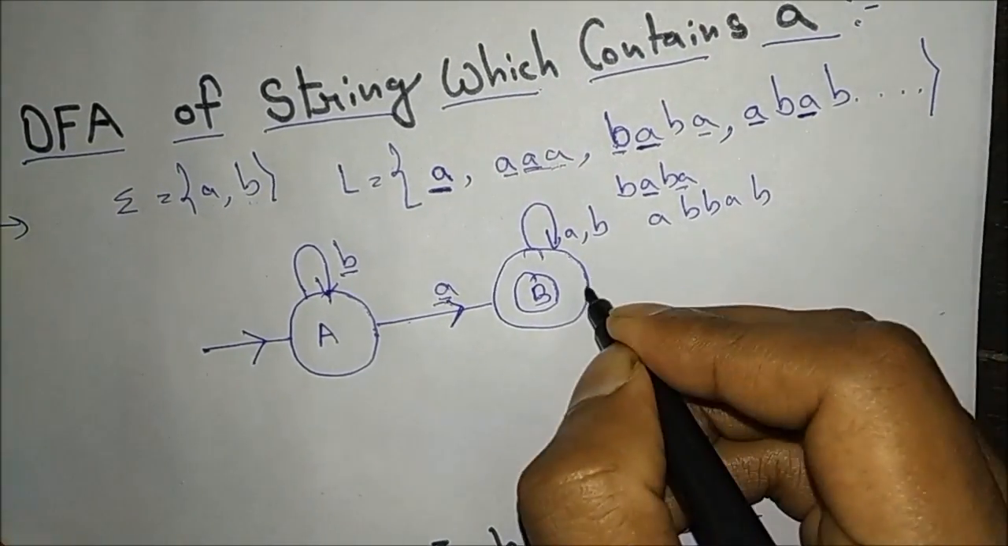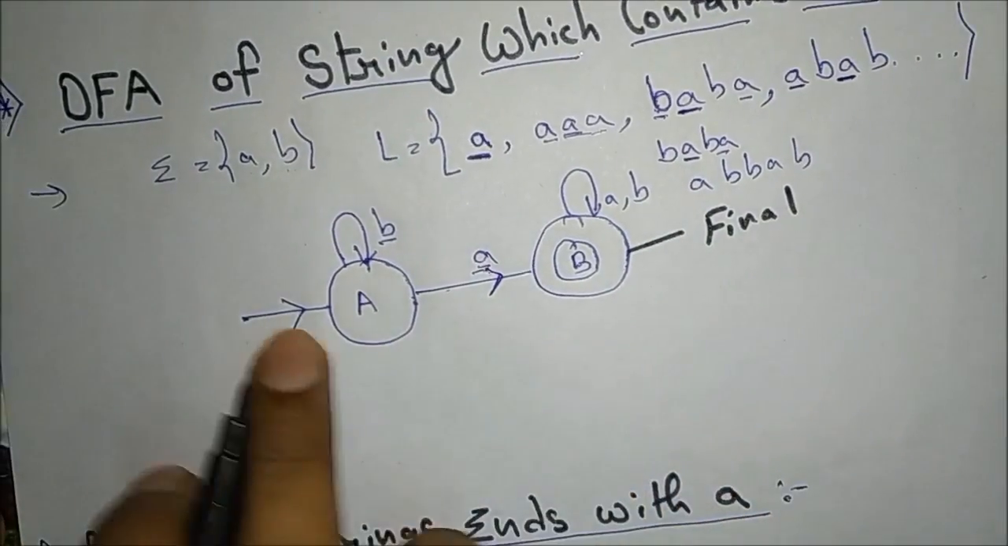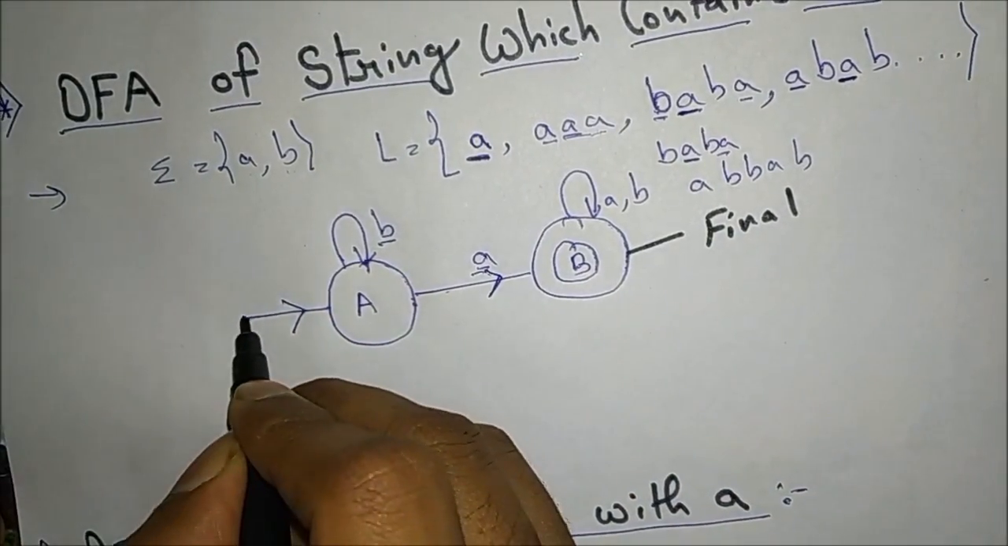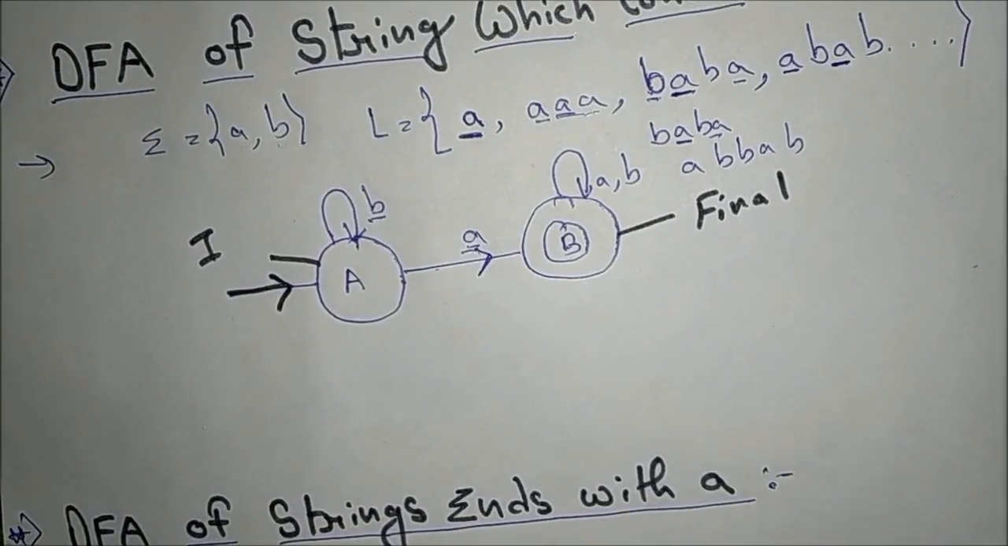Now the important thing is, this is the final state. And this is the initial state. So the initial state you have to mark like this. This is the initial state. Now we will move to the next example.